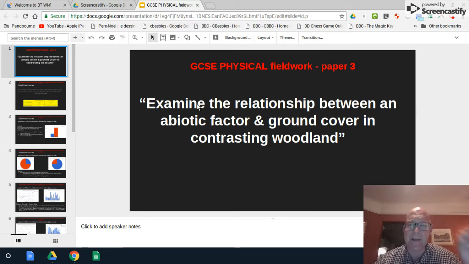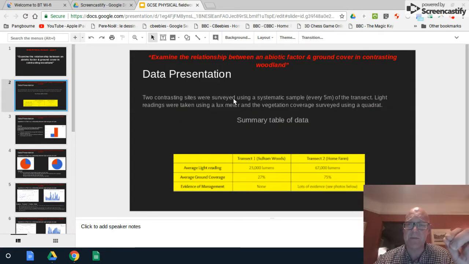So examine the relationship between an abiotic factor and ground cover in contrasting woodland. There's your title for your physical fieldwork. Data presentation method 1 is in fact a simple table. And you can see here you've got Transect 1, which was Sullen Woods, unmanaged, and Transect 2, home farm. Notice in Transect 1, less light, 23,000 lux, versus 67,000 lux for Transect 2. So more light in Transect 2 on the farm.